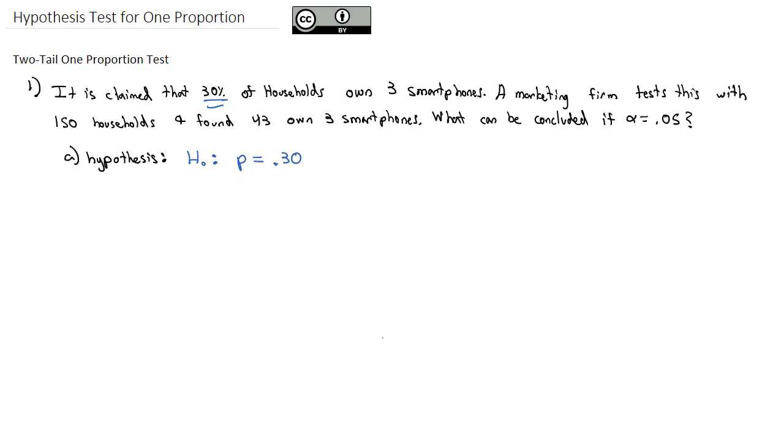The marketing firm just wants to test to see if this is true. They aren't saying they think it's greater than or they think it's less than. So for our alternative hypothesis, we're going to just say that proportion is not equal to 0.30.